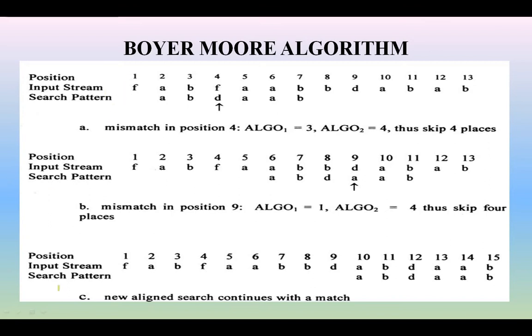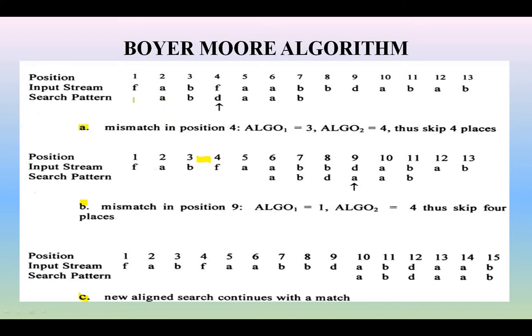Let us see, this is a very good example of the Boyer-Moore algorithm. Here the string is given like this, with positions given as 1 to 13, and the input stream is given, and the search pattern is the six character string ABD. Now this entire search is divided into three points: A, B and C. So what is A saying? We are going to see here.